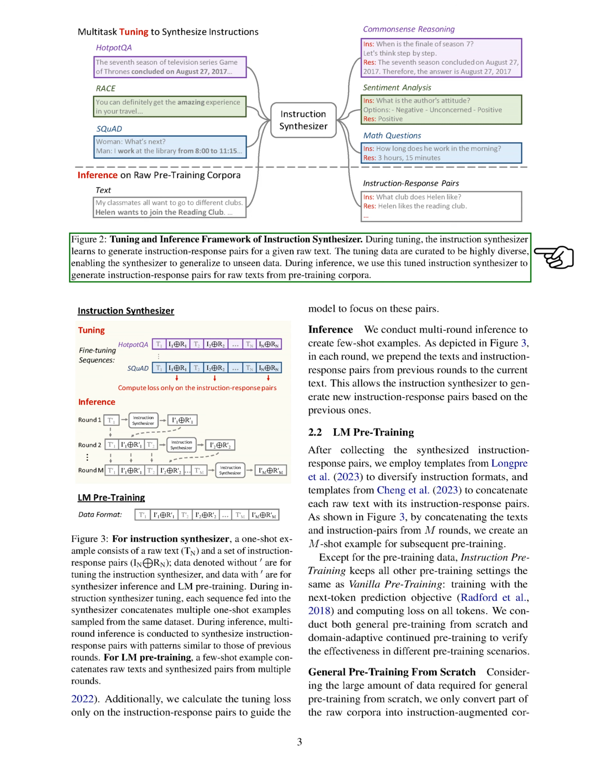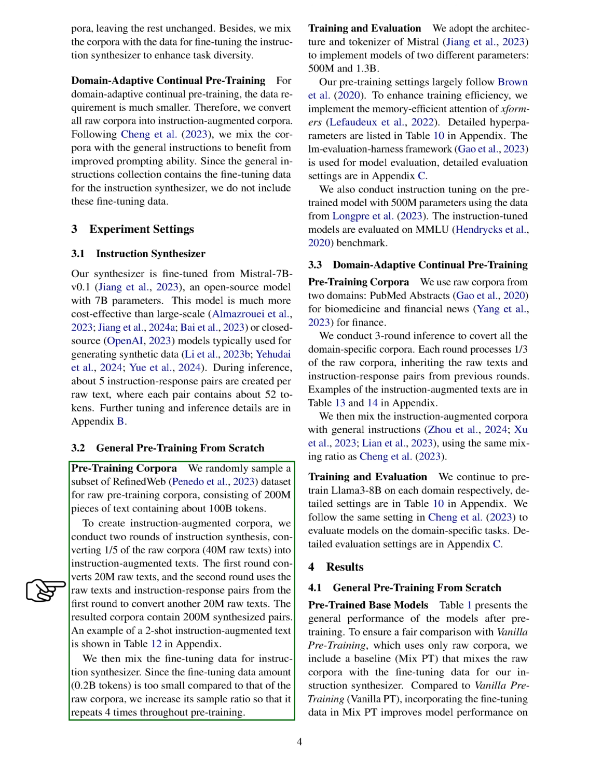Our synthesizer is fine-tuned from Mistral 7B v0.1, a model with 7B parameters, which is cost-effective compared to larger models. During inference, about 5 instruction response pairs are created per raw text, each containing around 52 tokens. For pre-training corpora, we sample a subset of the RefinedWeb dataset for raw pre-training corpora, consisting of 200M pieces of text with about 100B tokens. We conduct 2 rounds of instruction synthesis to convert part of the raw corpora into instruction-augmented texts. We then mix in fine-tuning data for the instruction synthesizer to increase its sample ratio throughout pre-training.